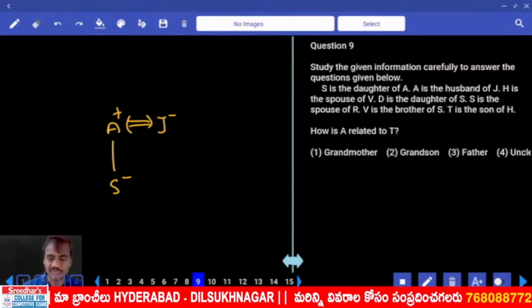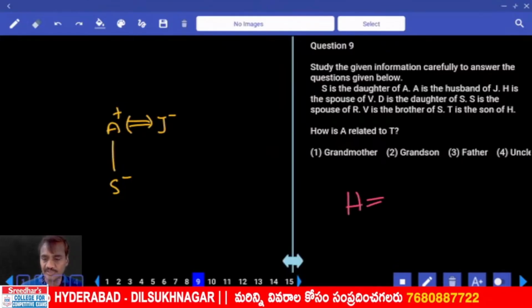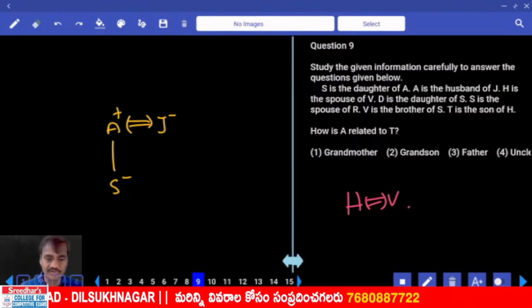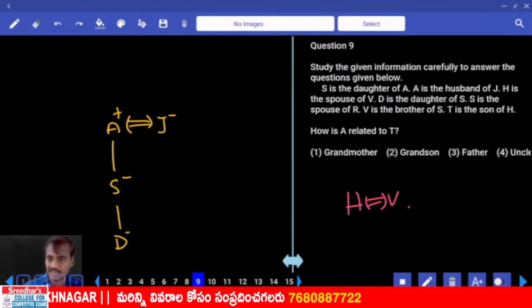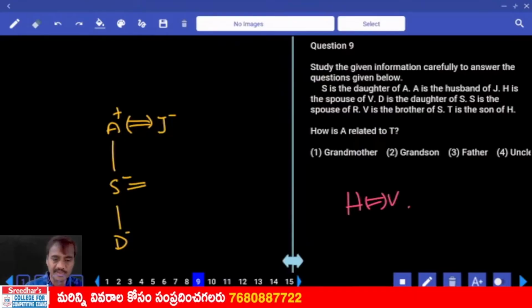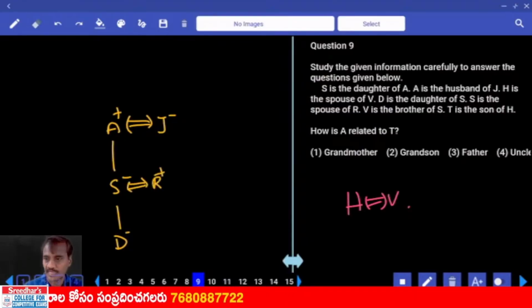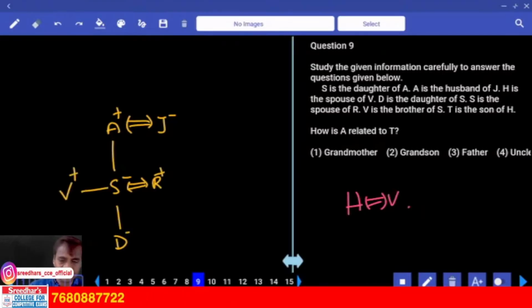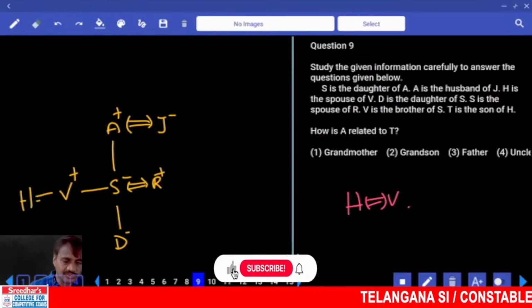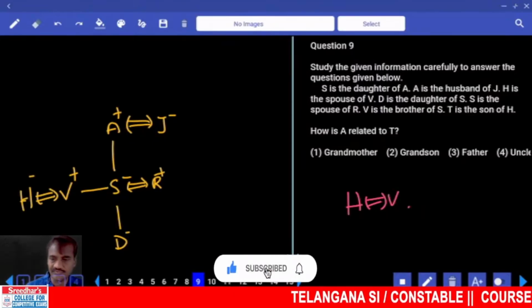And H is the spouse of B. H and V are married to each other. And D is the daughter of S. And S is the spouse of R. S and R are married to each other. And V is the brother of S. V is a male, H is a female.